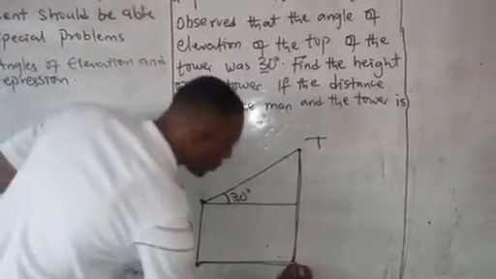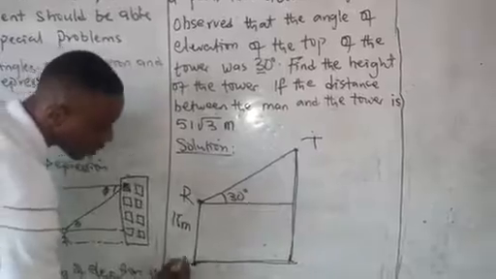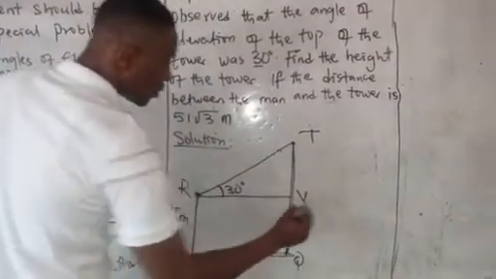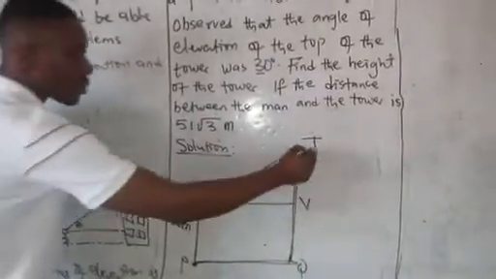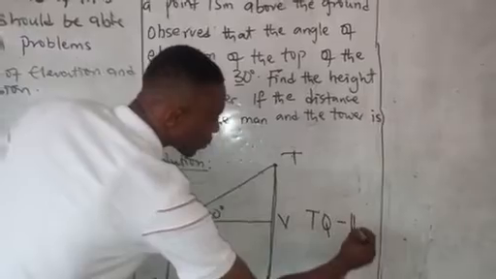This is the ground level. So this is a tower. Let's call here R, let's call here P, let's call here Q, let's call here V. So TQ is the height of the tower.